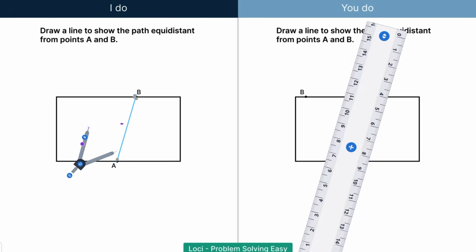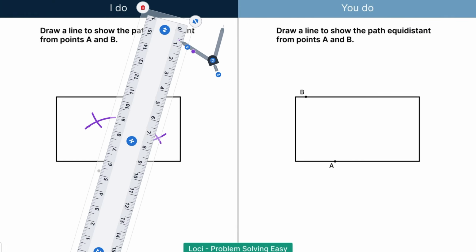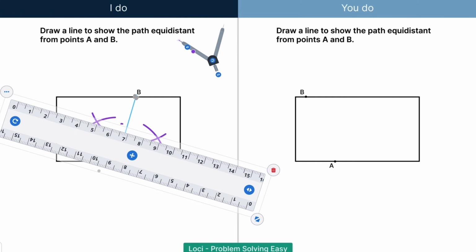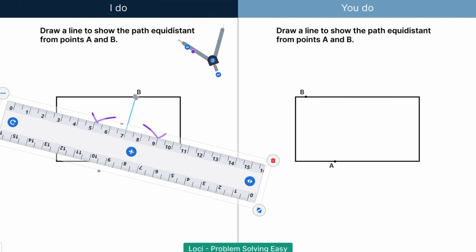So if I rotate that, put it on A, rotate it, open it more than halfway, take it up, draw that there. Put that on B. Perfect. And now get rid of that. Bring in my ruler. Rotate that. And put a line straight through there.